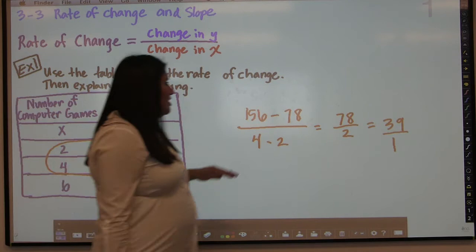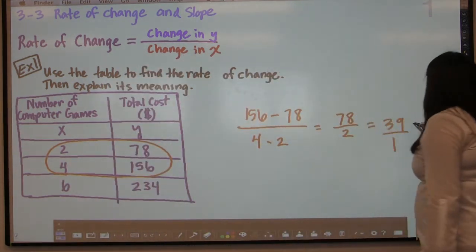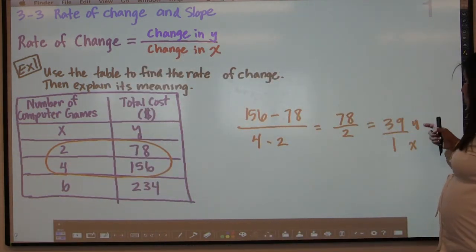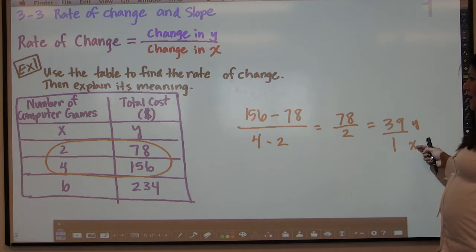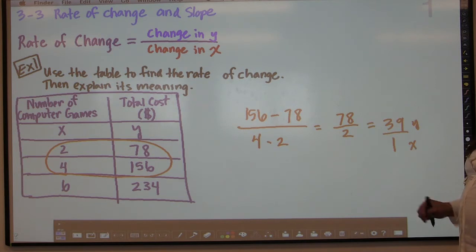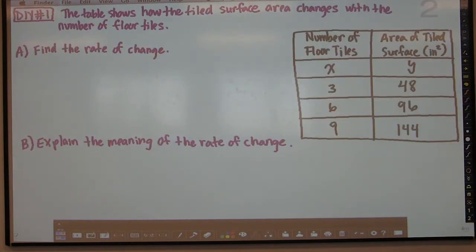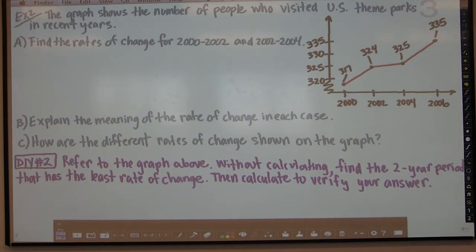So what we have is on the top is the y variable, on the bottom is the x variable. So the y variable is dollars and the x variable is computer games. So this means $39 per computer game. And that's all you have to do. So you will now try this little guy, and then we'll move on to some more examples.